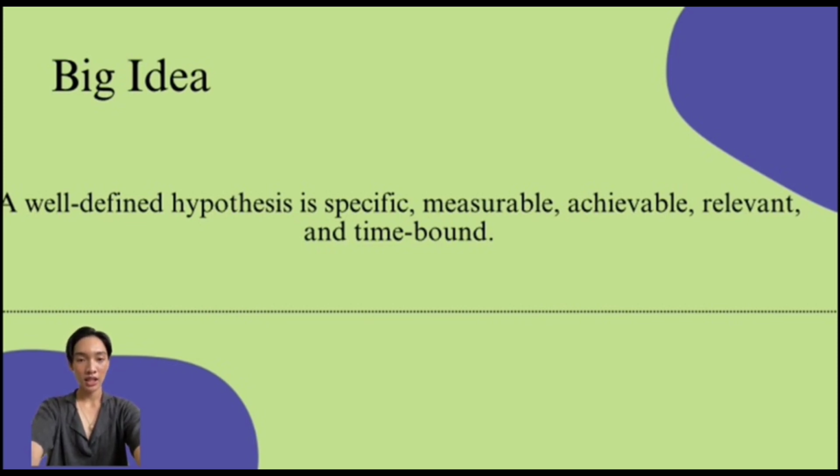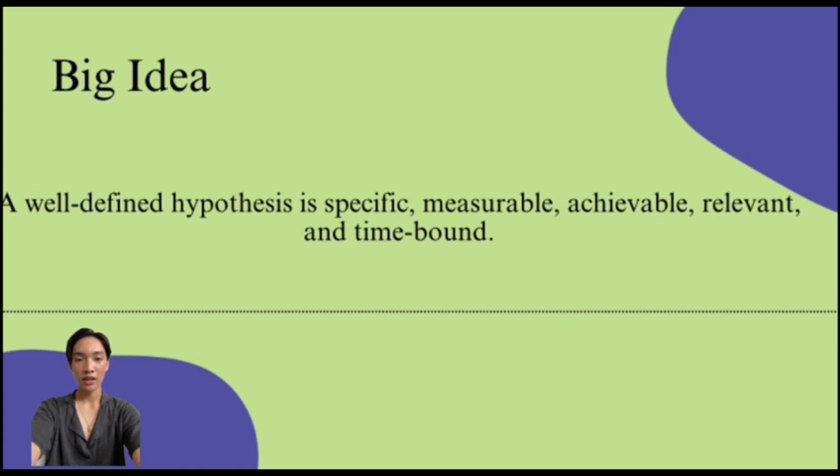Measurable. A hypothesis should be formulated in a way that allows for objective measurement and evaluation. This means that the variables involved should be quantifiable, and the hypothesis should include a clear identification of how these variables will be measured or assessed. Third, achievable. A hypothesis should be realistic and feasible to test within the available resources, time frame, and constraints of the research study. It should consider the practical aspects of data collection, such as availability of participants, equipment, or necessary data sources.